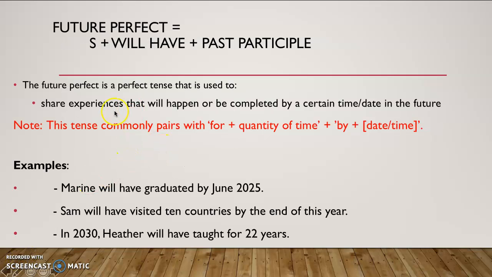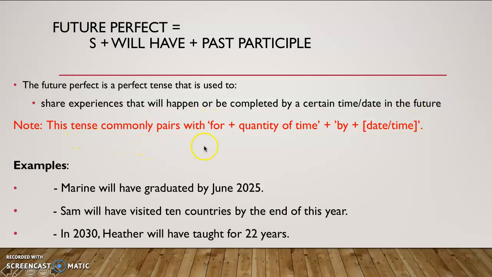All right, our fourth out of 5 future tenses is known as the future perfect. It is less commonly used, but it will be used from time to time. So to form it, we go subject plus will, have, plus the past participle. It's typically not used with negative terminology. Let's look. We use the future perfect to share experiences that will happen or be completed by a certain time or date in the future.